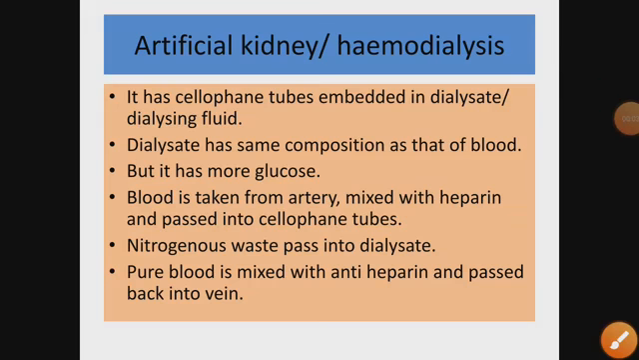Good morning students. Today we will study about artificial kidney hemodialysis. Artificial kidney is an apparatus used for removing the accumulated nitrogenous waste like urea from the blood. And this technique of removing the nitrogenous waste from the blood is called dialysis or hemodialysis.